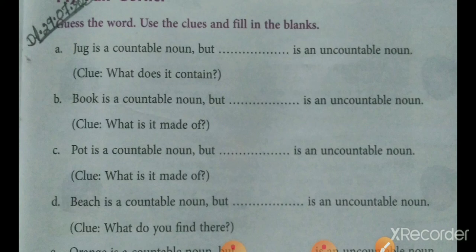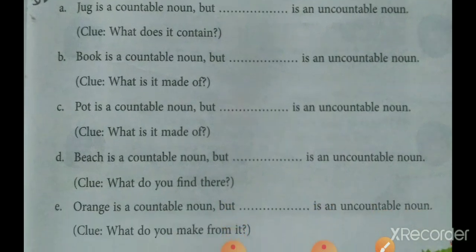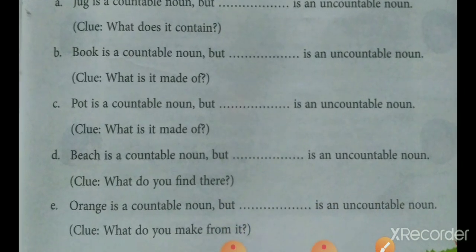Then C. Pot is a countable noun, but dash is an uncountable noun. Clue: what is it made of? Pot is made of clay. You can write here clay. Then D. Beach is a countable noun, but dash is an uncountable noun. Clue: what do you find there? What do you find on the beach? Sand. You can write here sand.